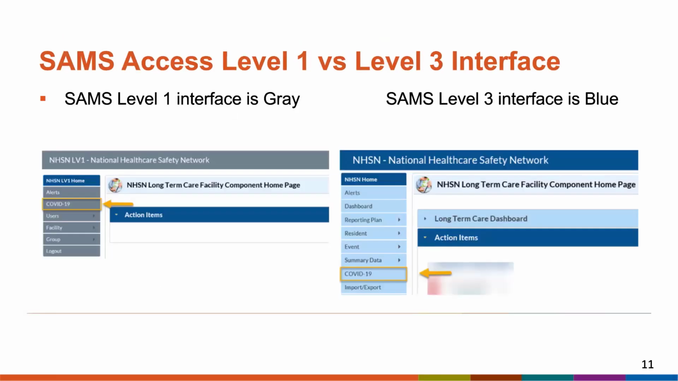To tell whether you have Level 3 access, you can compare your interface to those in the screenshot above. As you can see on this slide, the Level 1 interface is gray and the Level 3 interface is blue.